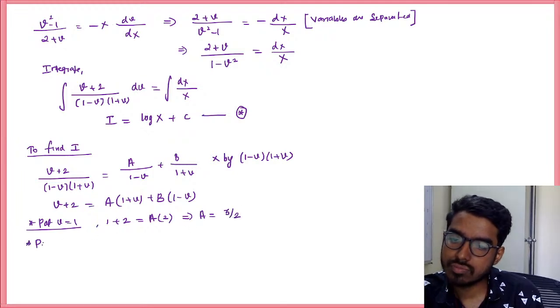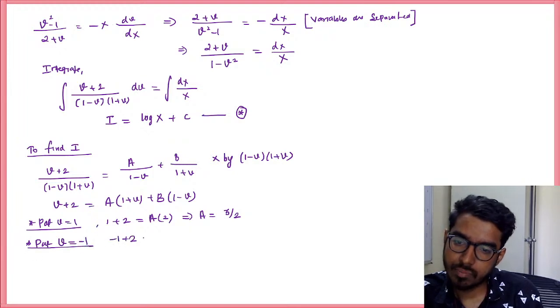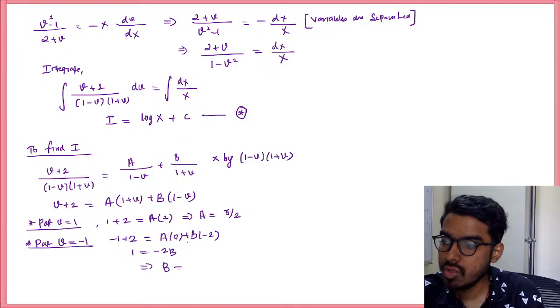Put V equal to minus 1. Minus 1 plus 2 is equal to A into 0 plus B into 2. So 1 is equal to 2B. So B is equal to 1 by 2.